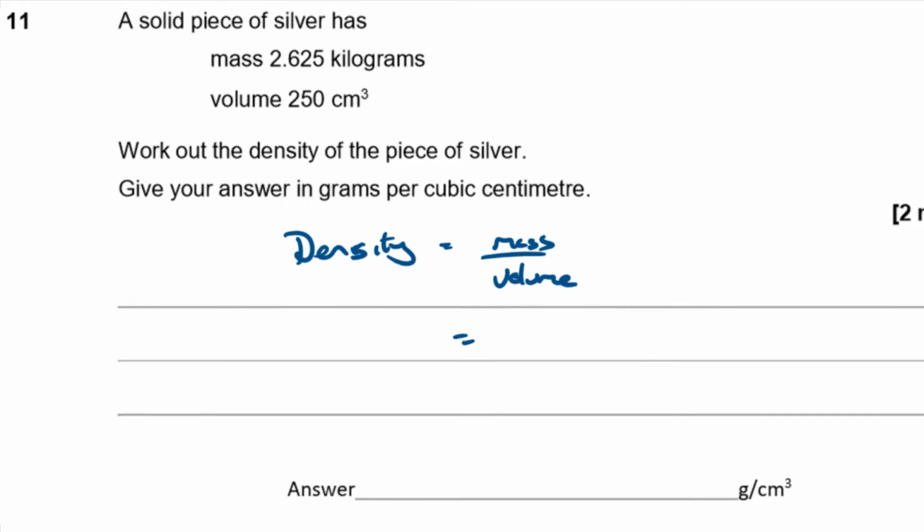Okay, so subbing in our mass, we just need to make sure we've got the right matching units. Now the answer is looking for grams per cubic centimeter. Our volume's already in centimeters, so that's fine, but the mass is in kilograms, isn't it? So we need to convert this into grams before we sub it into the equation. There are 1,000 grams in 1 kilogram, aren't there? So 1 kg equals 1,000 grams. So if I multiply 2.625 by 1,000, I will convert it from kilograms into grams.